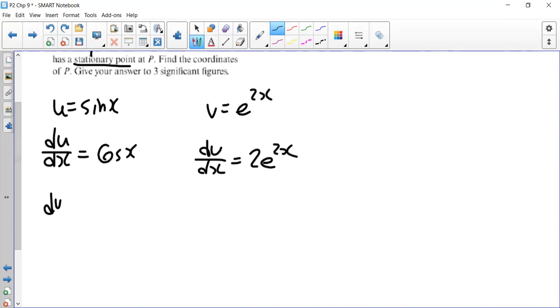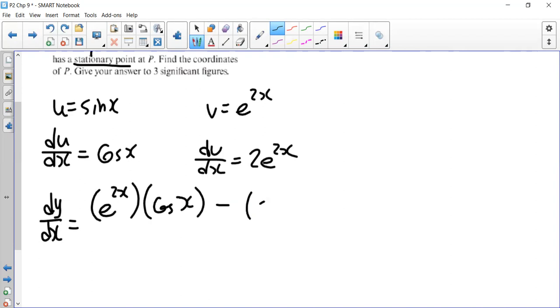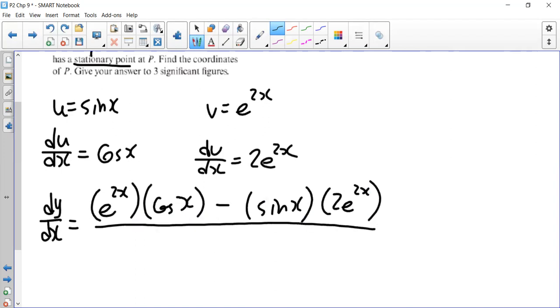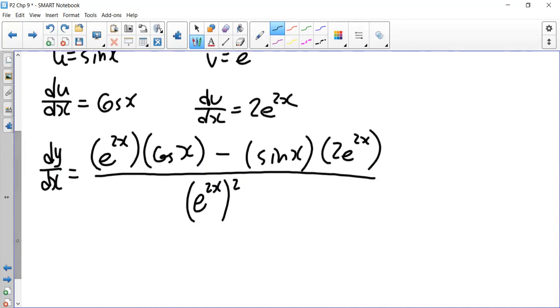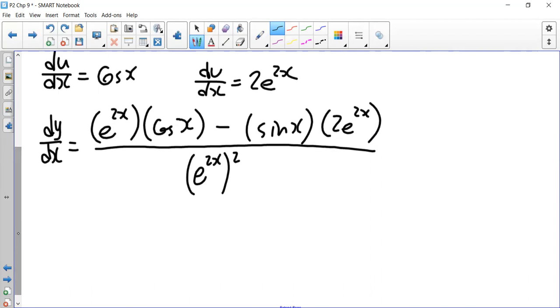Quotient rule, so dy by dx equals v times du by dx minus u times dv by dx, all over v squared. I was going to say vegan, but as a meat lover, I would never say vegan, it's against my rules. All over v squared. We know dy by dx equals 0, so we'll make it equal 0.